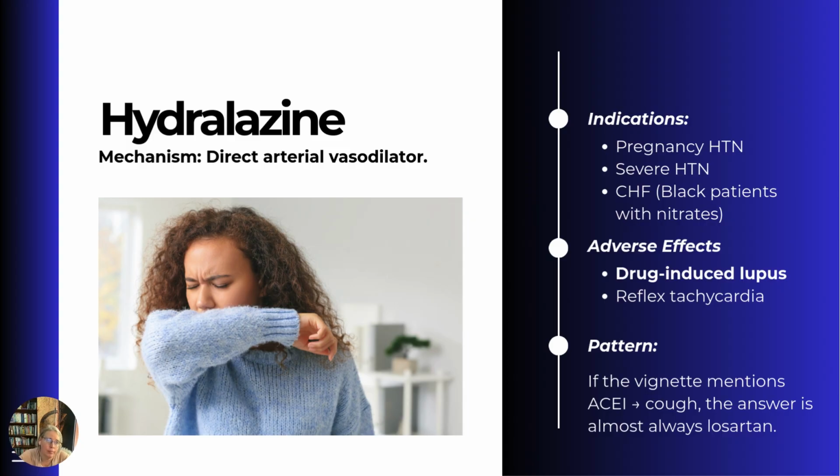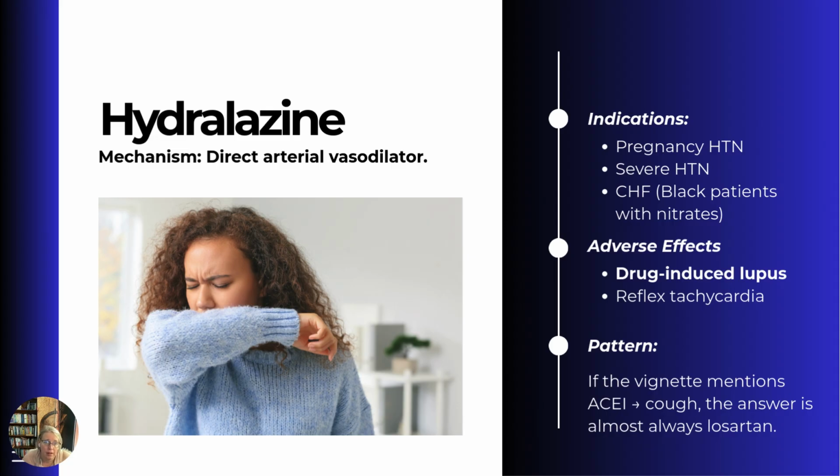Okay, then we also have hydralazine, which is a direct arterial vasodilator. It's to really take the afterload off. It increases nitric oxide availability in the vasculature. And its indications are for pregnancy hypertension, severe hypertension, and then Black patients who have an issue with the nitrates, which is the isosorbide we're going to talk about in a second.